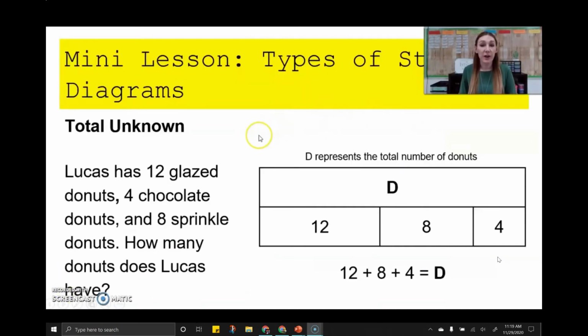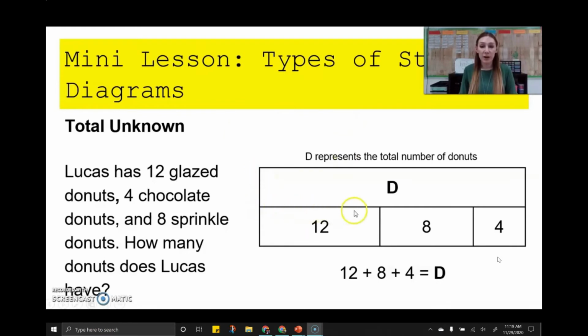So let's go ahead and look at some types of strip diagrams. Our first type is our total unknown. This means that we don't know our total. So the example we're given is Lucas has 12 glazed donuts, 4 chocolate donuts, and 8 sprinkle donuts. How many donuts does Lucas have?